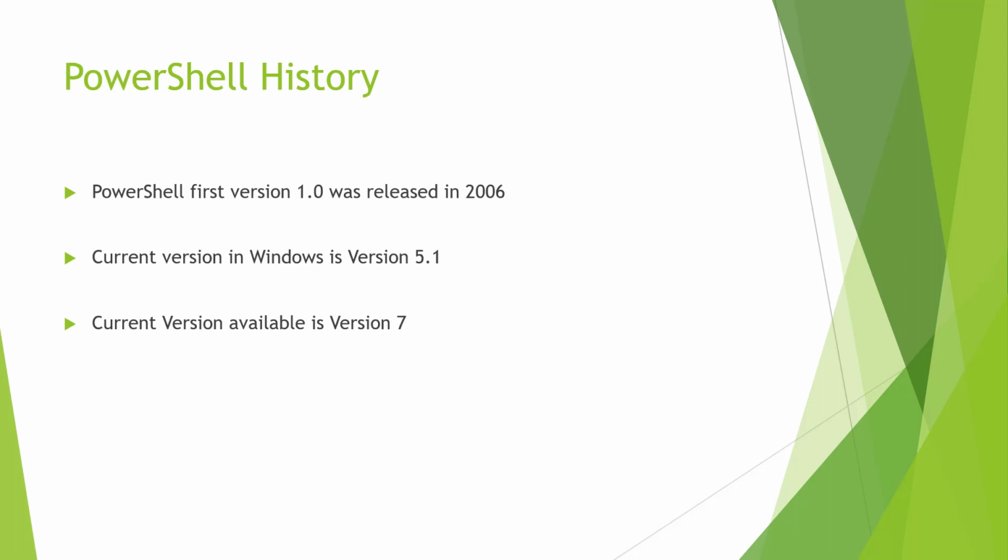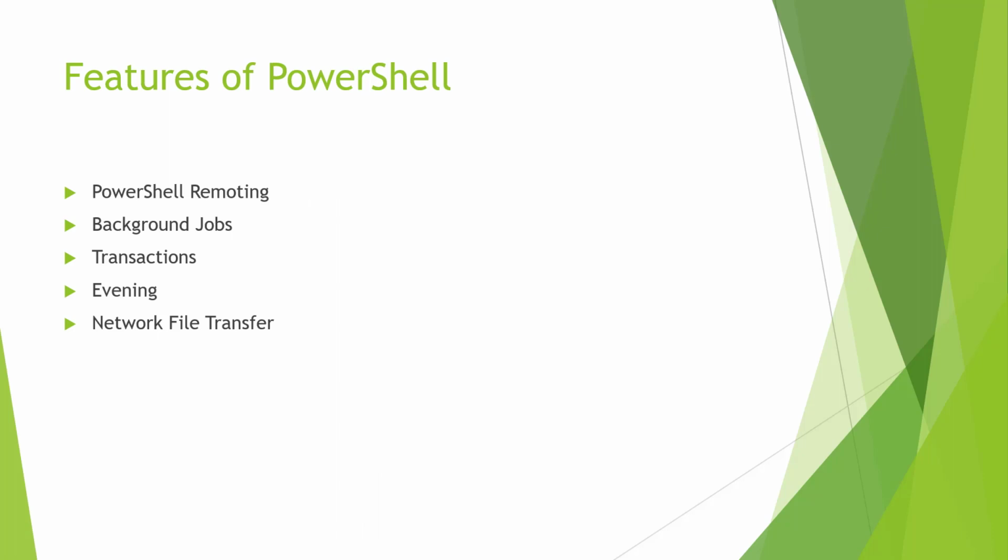So what are some of the features in PowerShell? So you can do PowerShell remoting. Basically, PowerShell allows scripts and commandlets to be invoked on a remote machine. You can have background jobs. This helps you to invoke scripts or pipelines asynchronously, so you can run your jobs either on the local machine or multiple remote machines.